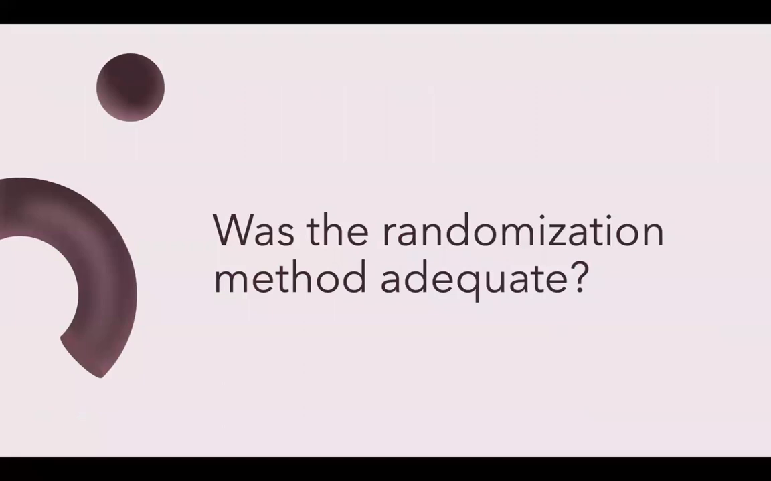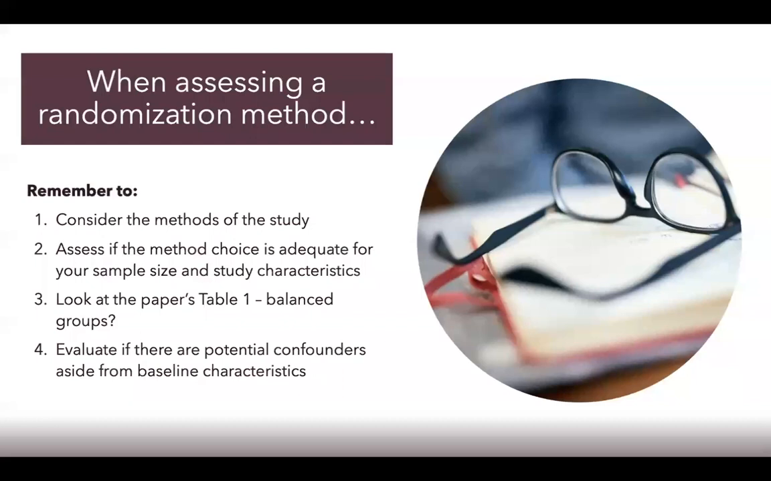At last, then, what is the randomization method that is appropriate for a given study? When assessing a randomization method, we have to remember to consider the methods of the study. So we have to assess if the method choice is adequate for sample size and study characteristics. To do this, we can look at the paper's table 1 and tell if groups are balanced in terms of covariates. And also, we have to evaluate if there are any potential confounders that we can think of aside from those baseline characteristics.